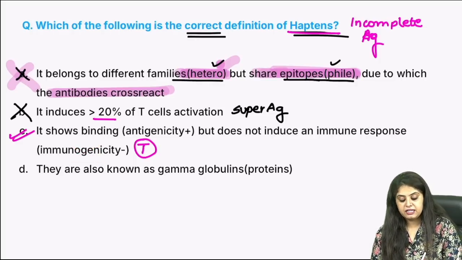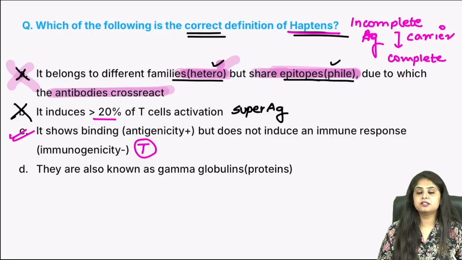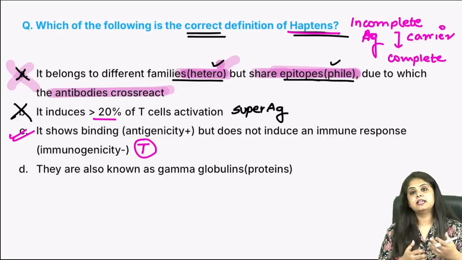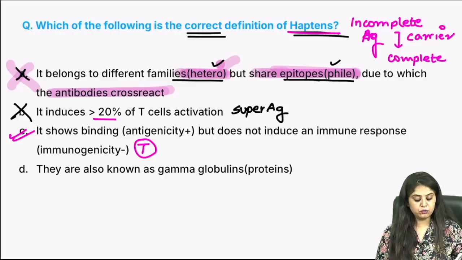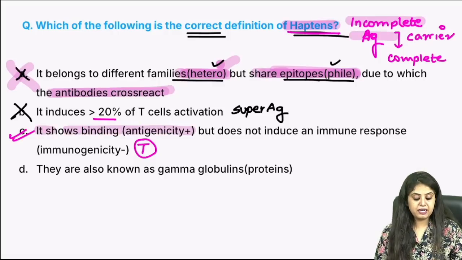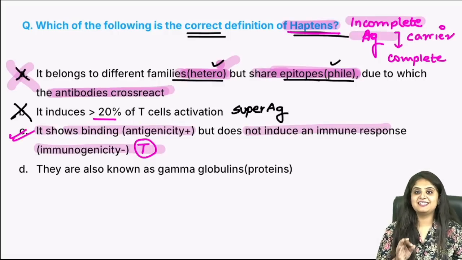So what can I do? If I have an incomplete antigen and I want to convert it into a complete antigen, I will have to bind it to some carrier. Usually we use protein carriers in the lab, and when you add that protein carrier, it becomes complete and is able to do all the activities. So hapten is an incomplete antigen which can definitely bind to the cells, but it cannot induce an immune response, and that is the correct statement.